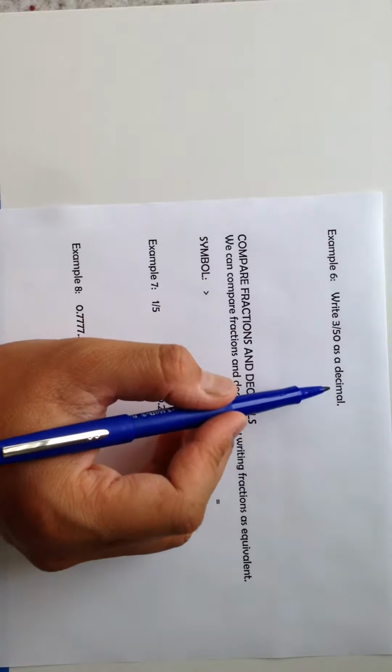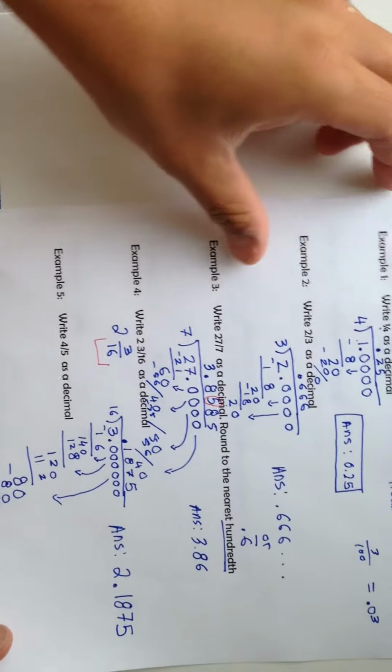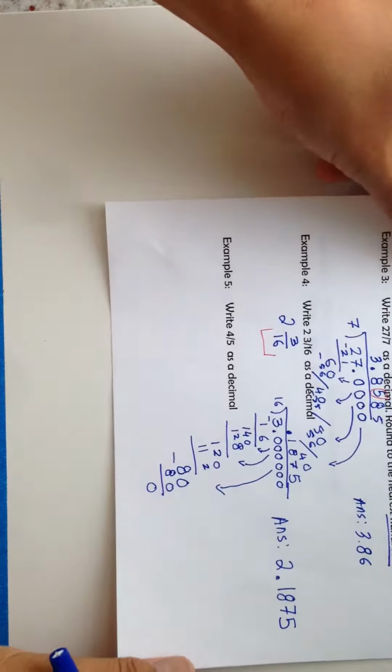Okay. I want to take you through some big ones, such as example 6, 3/50. Write this as a decimal. Right. Now, actually, I'm going to show you how to do number 5 the easy way, because there is actually an easy way and a hard way.